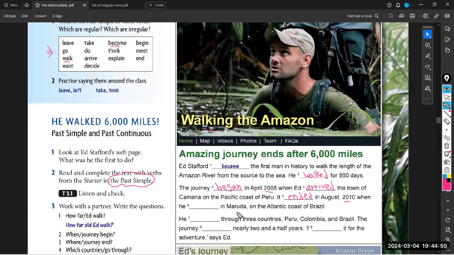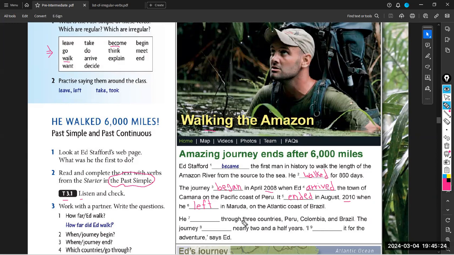Okay, guys, the verb go needs a preposition. Left. Left in Maruda. Okay, let me write left. And absolutely, we have a recording to check our answers. Let me say left. So he left in Maruda on the Atlantic coast of Brazil.